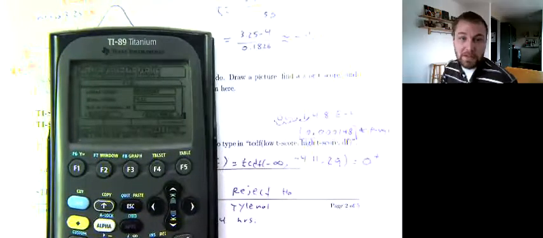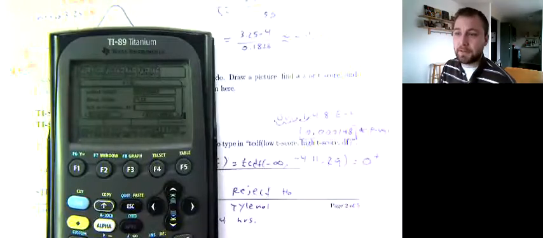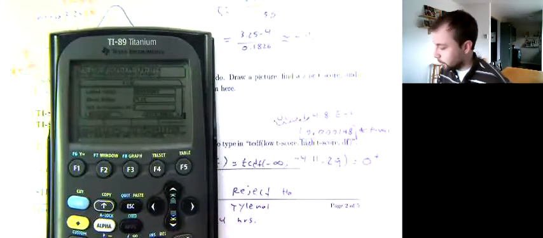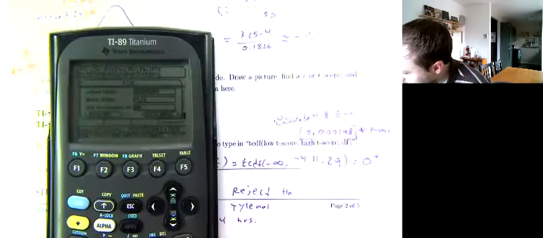For the degree of freedom, this actually works identical to the TI-89. So the only thing I have to do is apps, and then I have to go stat list editor, and then F5 for distribution, and then it's the same thing as what we were just working with. And then degree of freedom was 29.